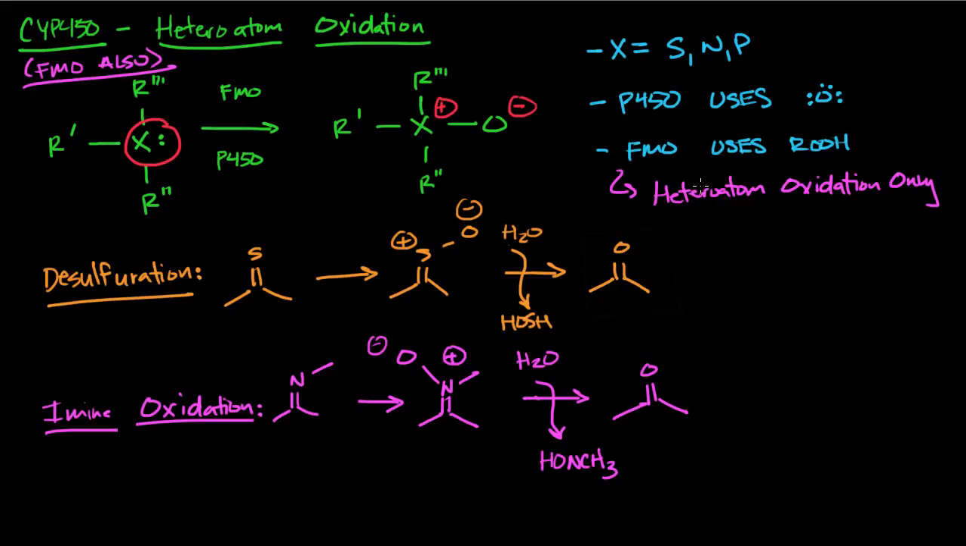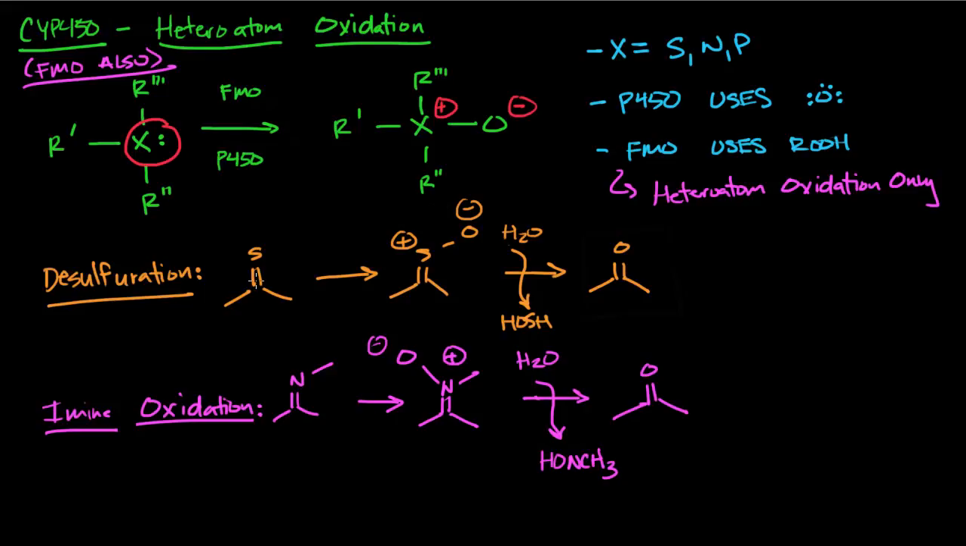Basically, all you do is you take this heteroatom, you attach it to an oxygen. The X is going to be positively charged. Oxygen is going to be negatively charged. Yeah, that's heteroatom oxidation. What can follow afterwards is you can have some chemical rearrangements in the case of a double bonded sulfur or a double bonded nitrogen.